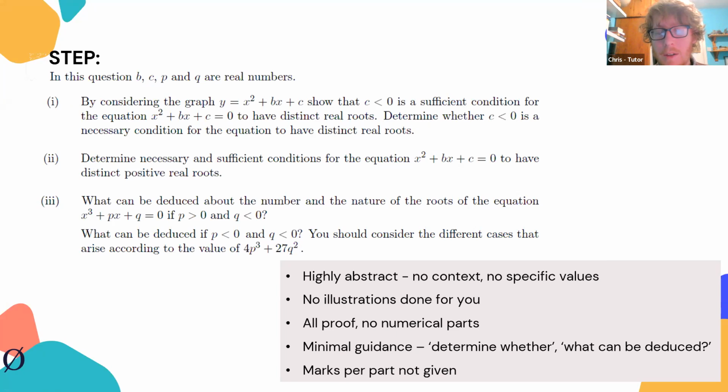And also there's much less guidance as to what you have to do. It's not like show this price is not a viable one for the company. It's you've got to determine what the conditions are. We're not telling you, you've got to figure it out yourself and then prove it. And likewise in part 3, it says what can be deduced. It's completely up to you to interpret that. And finally, although you know the whole thing is out of 20 marks, because all STEP questions are 20 marks, you don't know how those marks are distributed. So you have to think very hard about what the most difficult parts of the question are going to be, and how much time you should expect to spend on each part.